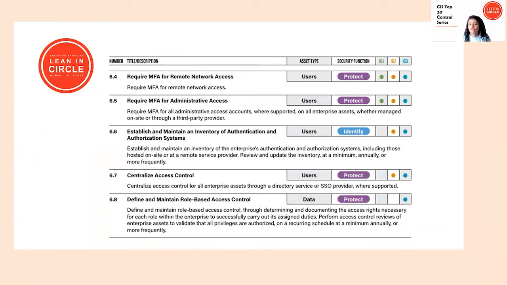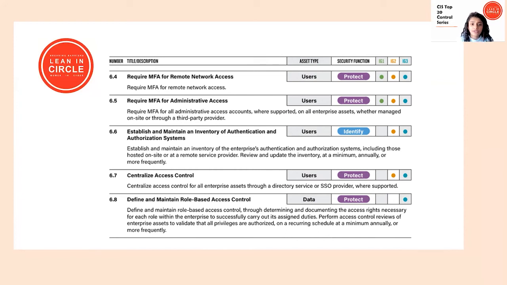Now you have the remote network access. So they are talking about providing MFA for the remote network access. Now 6.5 is talking about requiring MFA for administrative access. Quite obvious, if you have the administrator, you prefer to use MFA. So even though your credential is compromised, no one can access your account because they are not aware of your MFA code, right? So this is what it is.